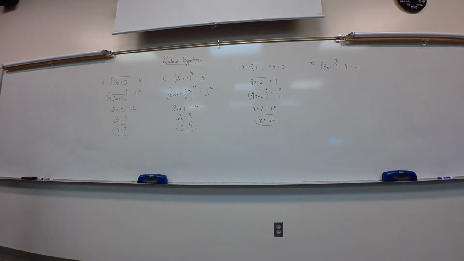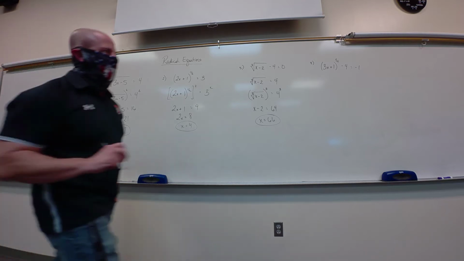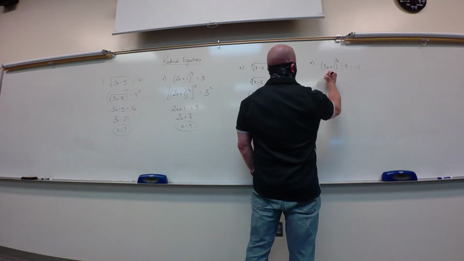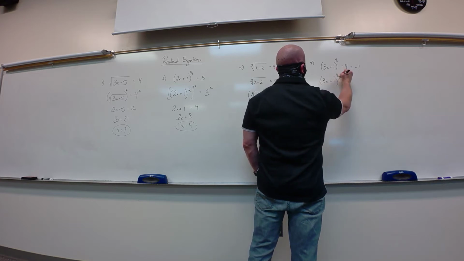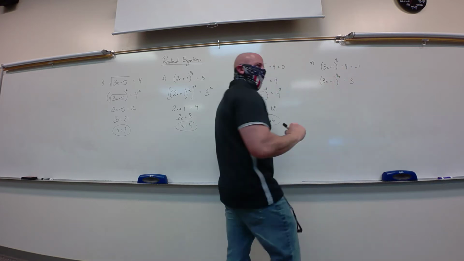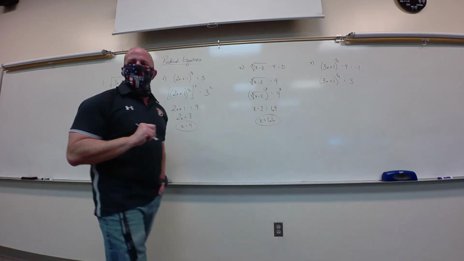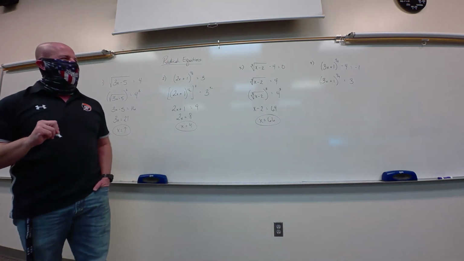So that 1/4 power, that's the fourth root. Still I need it alone. So my first step is going to be to move that 4 over. So I would have 3x plus 1 to the 1/4 equals 3. If I add 4 to both sides, I get that 3.